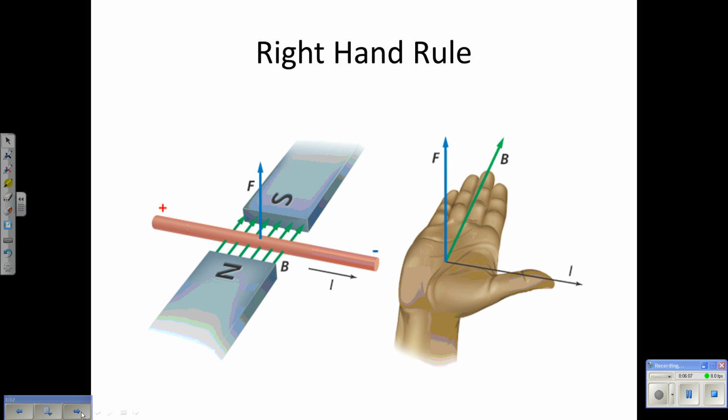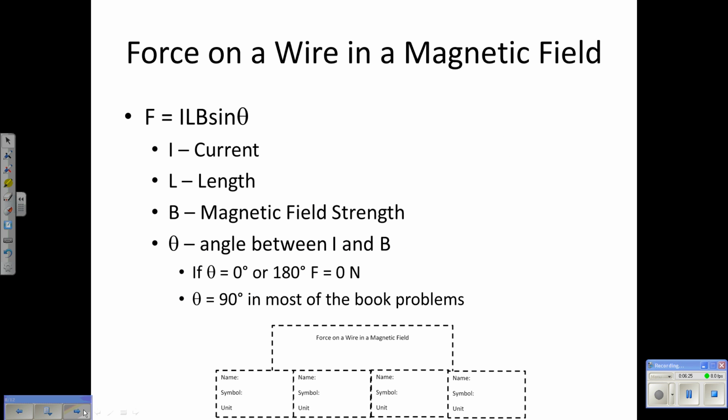Alright, so the right-hand rule deals with the force felt by a moving charge, but it also deals with the force felt by a wire with a current in it, because a current is just a whole bunch of moving charges. So this is kind of the same equations, but it has different variables because different things are involved. So let's look at the force on a wire in a magnetic field.